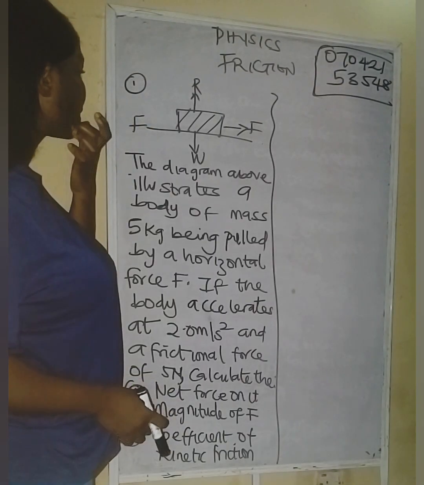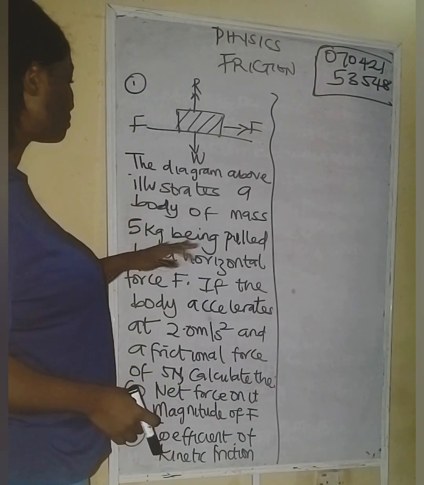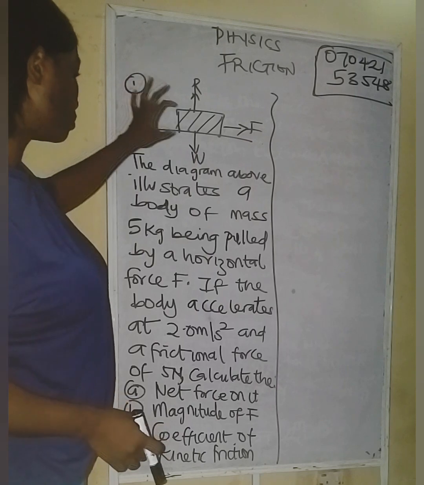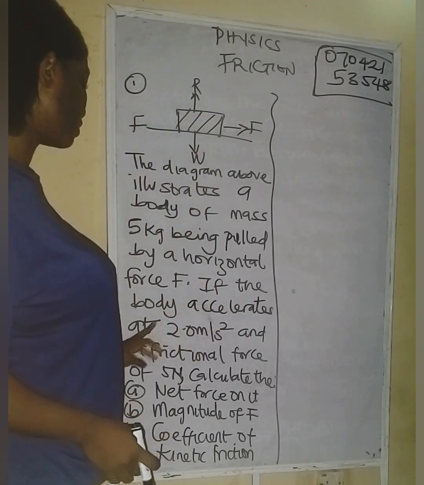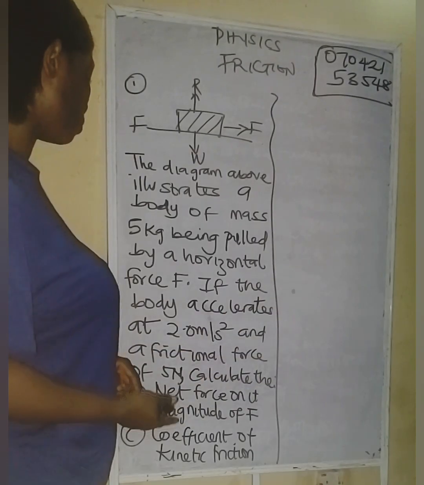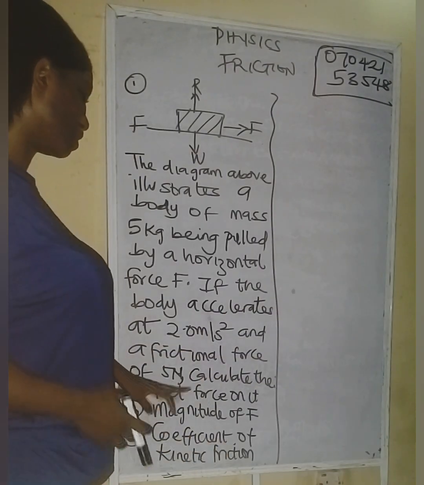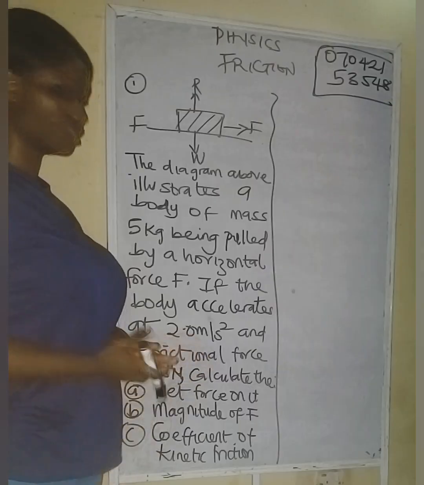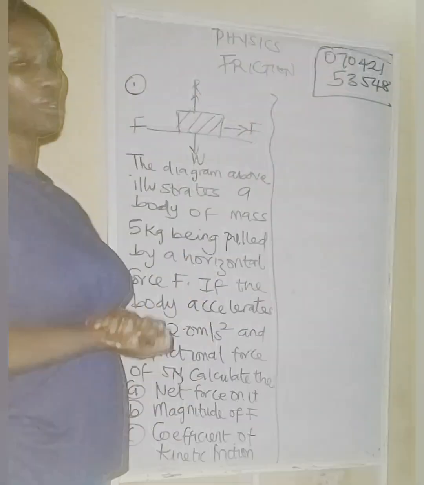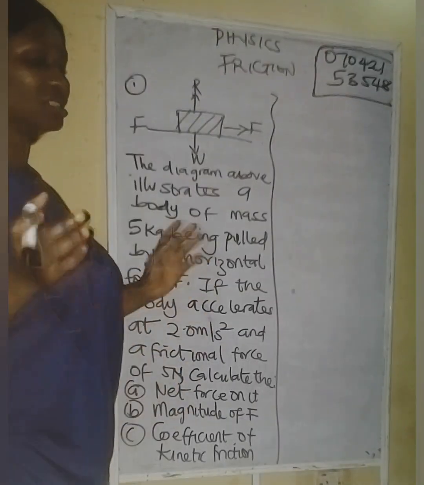It said the diagram above illustrates a body of mass 5 kg being pulled by a horizontal force. If the body accelerates at 2 meters per second square and a frictional force of 5 Newton, we have to calculate the net force, the magnitude of the force, and the coefficient of kinetic friction. So now let's start with the first one, which is the net force.